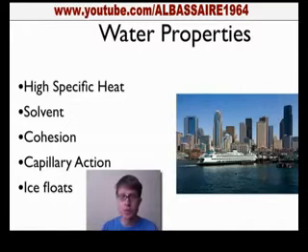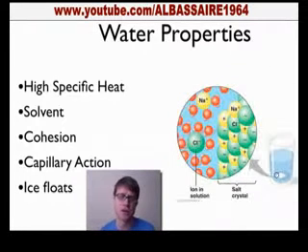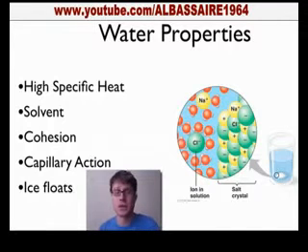Okay, next thing that's important as far as these properties go is that since it's a polar molecule, it's a really good solvent. And a solvent, remember, is something that breaks down a solute. And so I love this diagram right here. What we have is sodium chloride, which is just regular table salt. And that's an ionic compound. Remember, we have these cation sodium ions and these anion chlorine ions.